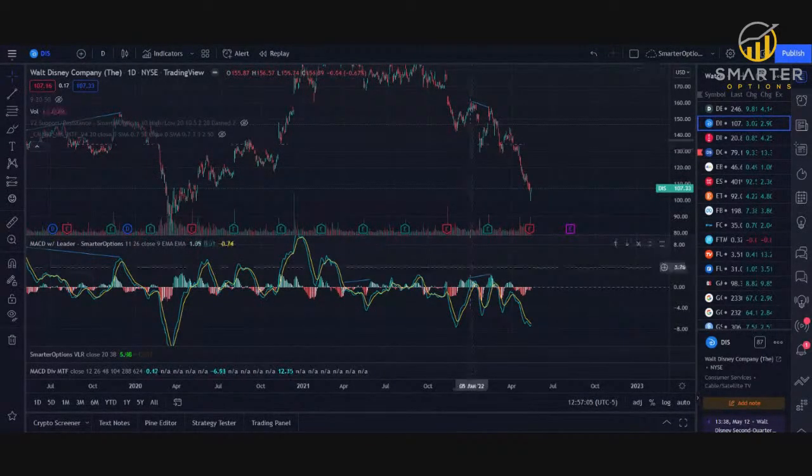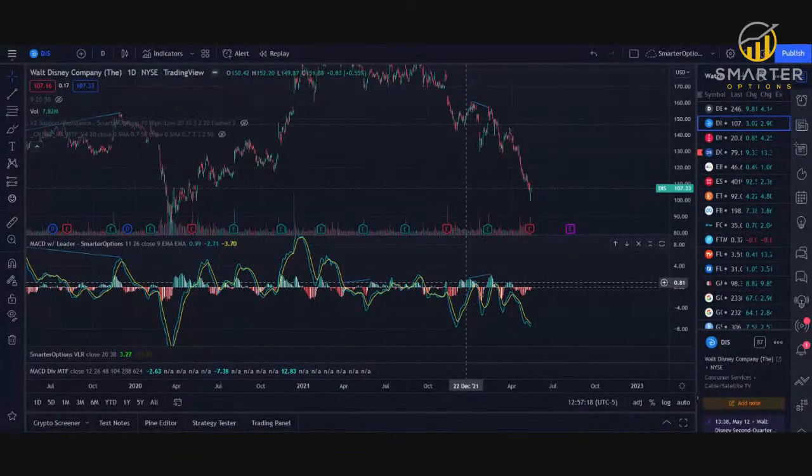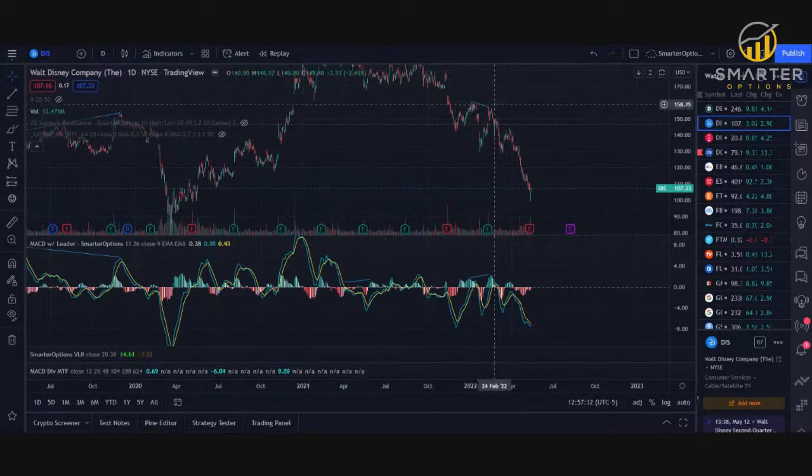This is also, yeah. I'm sorry, this is a hidden bearish continuation. Hidden bearish continuation, because we're getting, no, we're getting lower highs on the price, and then we're getting higher highs. Yeah, this is a bearish continuation, hidden bearish continuation.